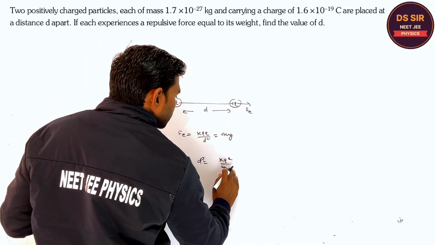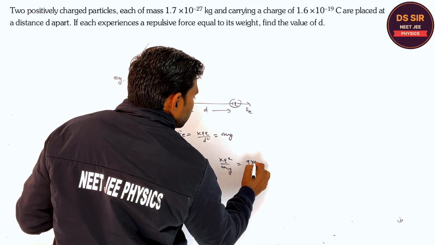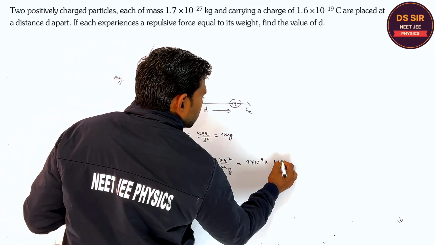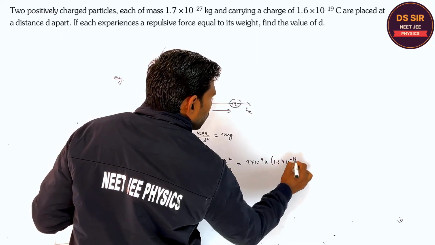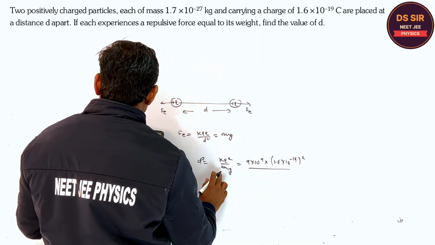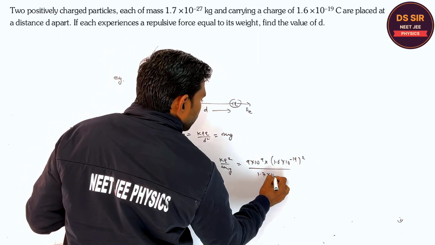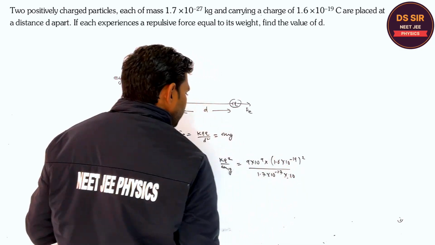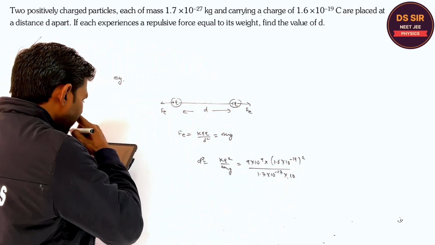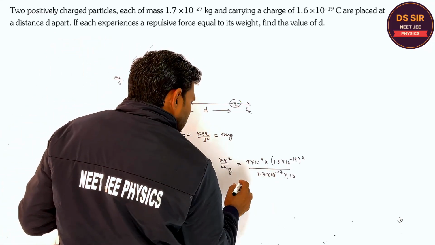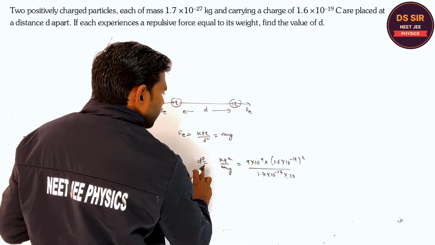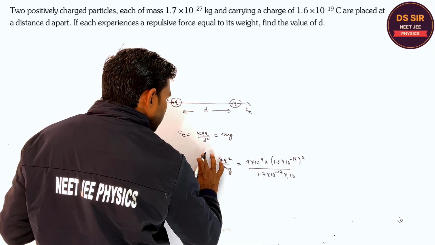All right. The value of K is 9 into 10 to the power 9. The charge is 1.6 into 10 to the power minus 19 whole square, divided by 1.7 into 10 to the power minus 27 into 10. I am taking the value of g as 10. Is it clear or not? Yes. Now if you simplify this and take the square root, you will get D.